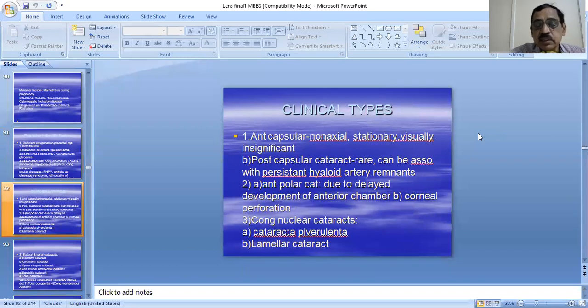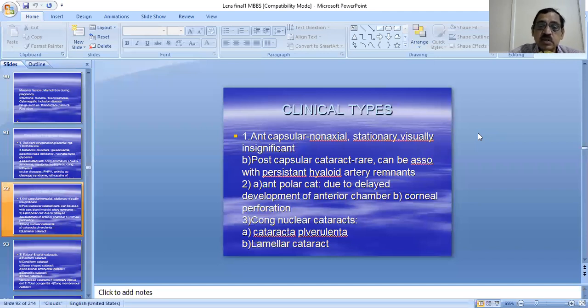So there are certain clinical types of congenital cataracts. One is the anterior capsular cataract. It is a thickened opacity in the center, and it is non-axial and stationary. Visually, it is insignificant. And posterior capsular cataract is a rare one, and it can be associated with persistent hyaloid artery remnants.